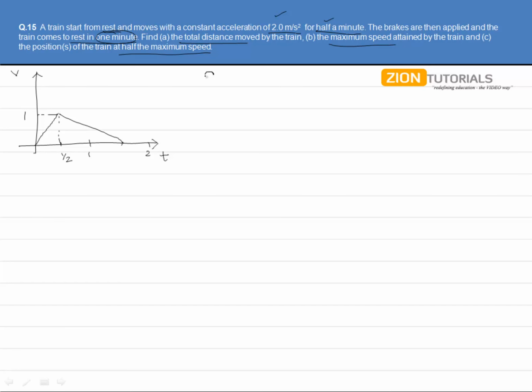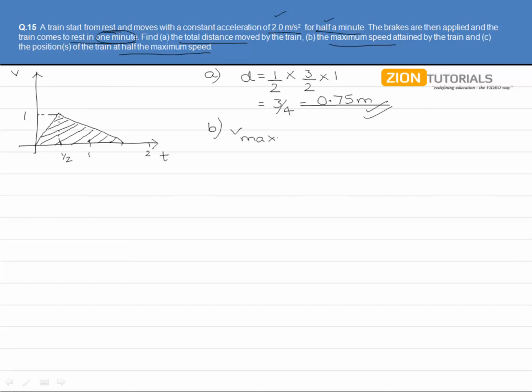Moving back to the question, we need to find the total distance d, which can be found out by calculating the area of this VT curve, that is this triangle, which is obviously very easy. As it is the area of the triangle, it is half into base into height. Base is 3 by 2 and height is 1, coming out to be 3 by 4, that is 0.75 meters or 75 centimeters.